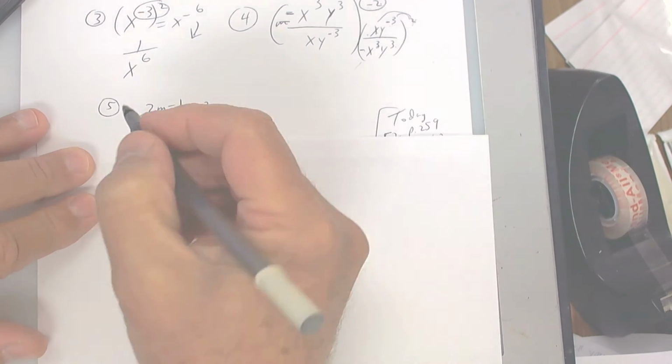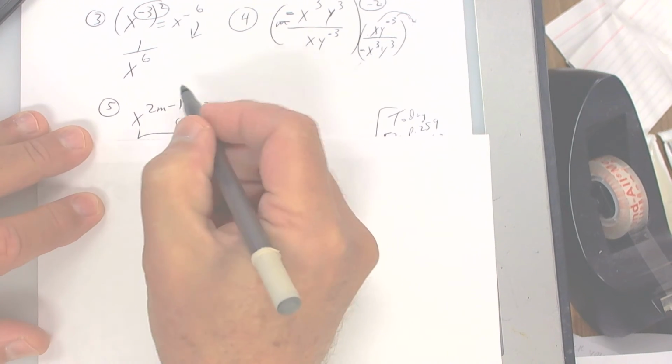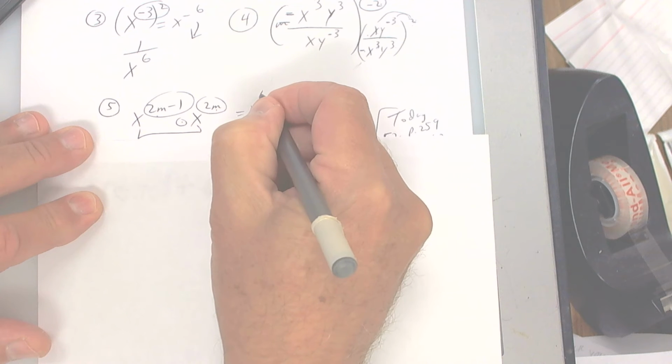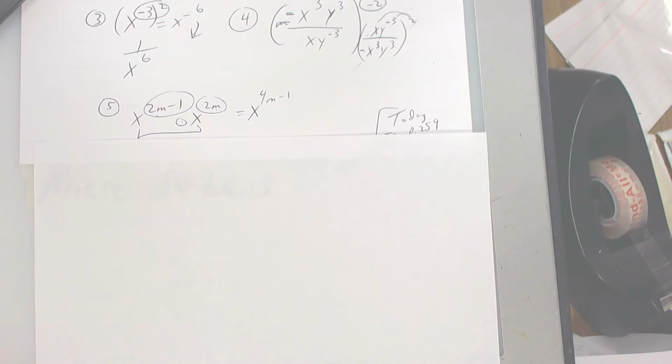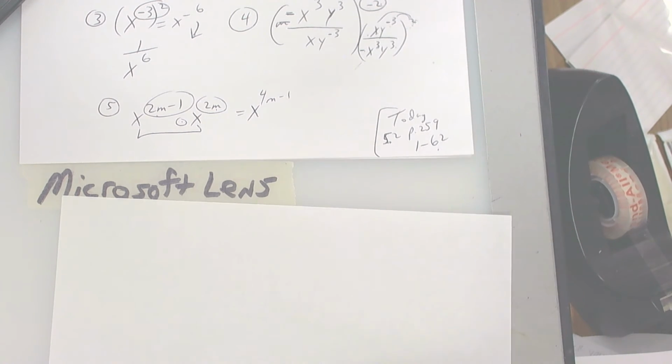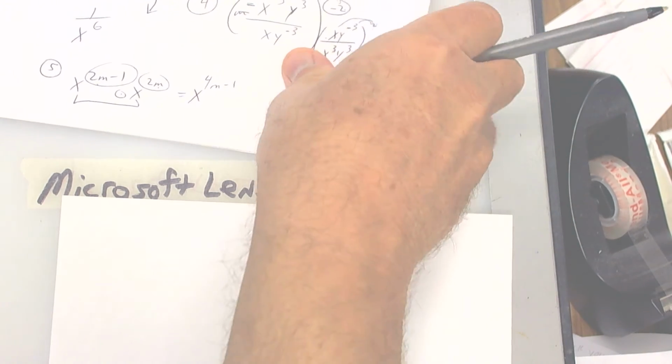This one right here, you have the same base and you're multiplying, so you're going to add these up. So 2m plus 2m makes 4m. And that's all you can do. Today's work is this page. If you get stuck, ask for help. Remember, everyone must retest Chapter 8 over break.